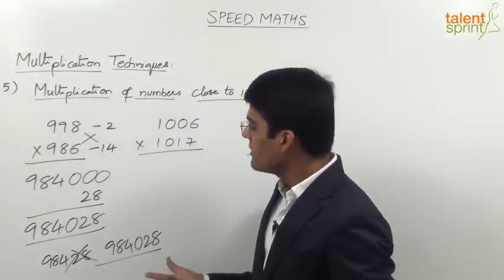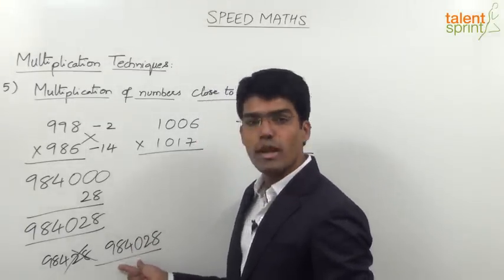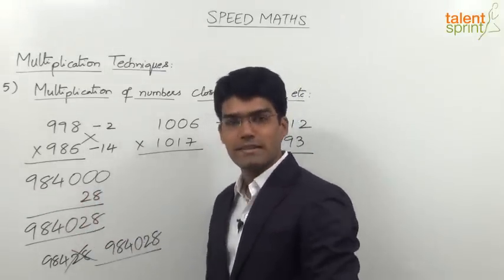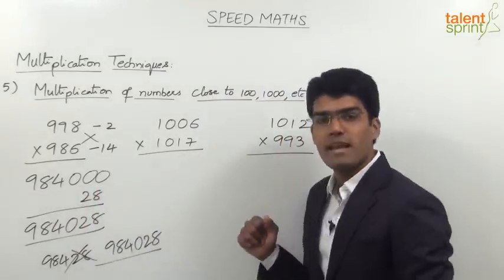So if you are comfortable, you can directly take the answer as 984,028, or you write 984 with three zeros and then add 28. Let us take two more examples on this.